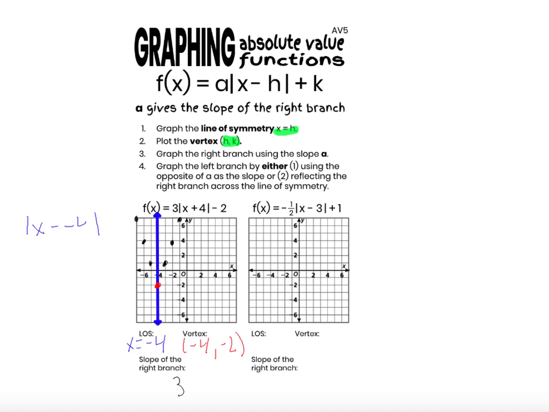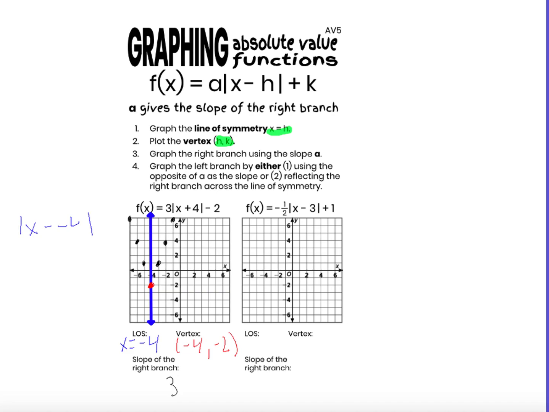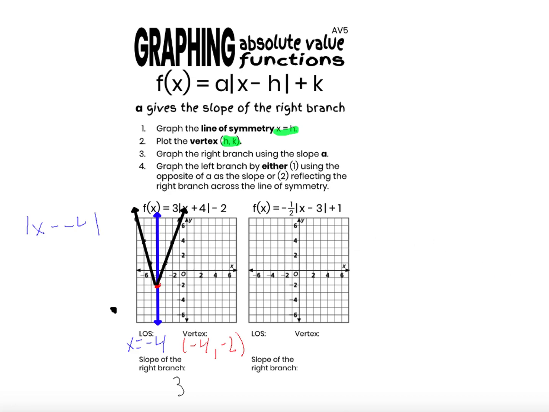Now to finish my graph, I need to use a straight edge, and I need arrows. I meant for that to be a different color. Let's see. There we go. So straight edge and arrows. And there is my graph of 3 times the absolute value of x plus 4 minus 2.